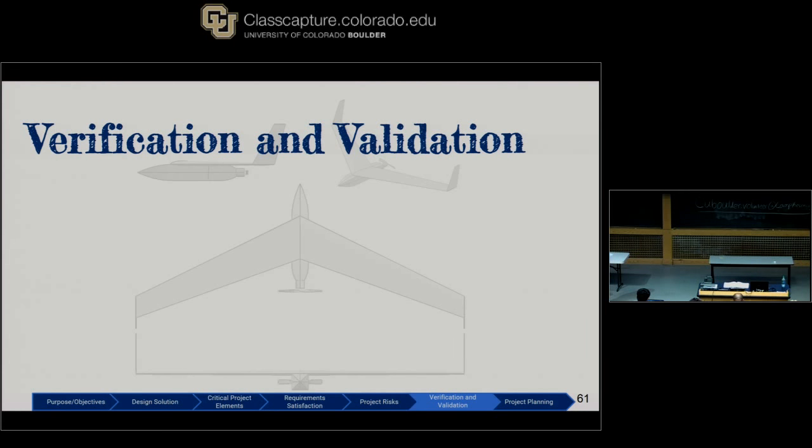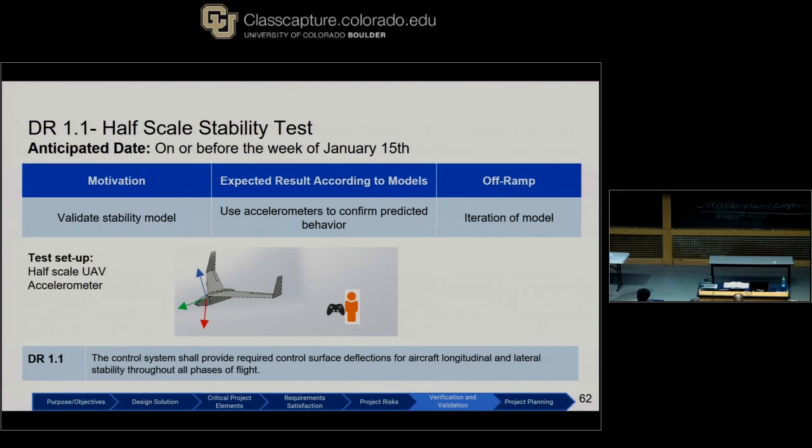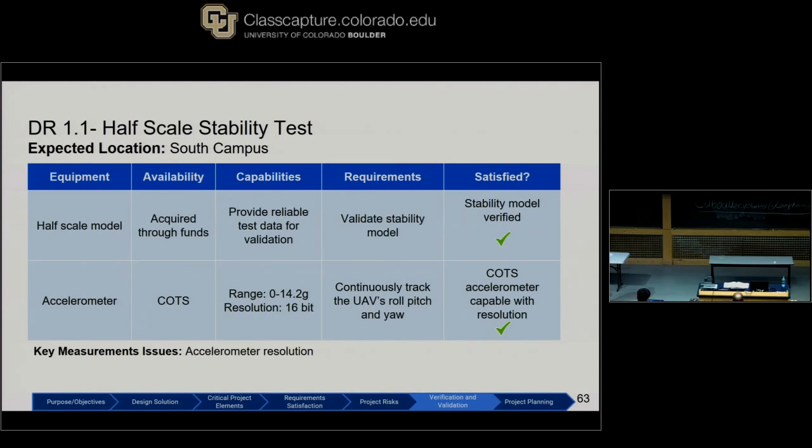We have created a full testing plan. However, I will go over the 5 tests that we view most crucial to verifying our CPEs. First, we would like to validate our stability model. This test will be done with our half-scale model controlled by a pilot with an accelerometer on board. The accelerometer will track the motion of the half-scale model and verify that we can apply the same fidelity of our stability model to our full-scale UAV.